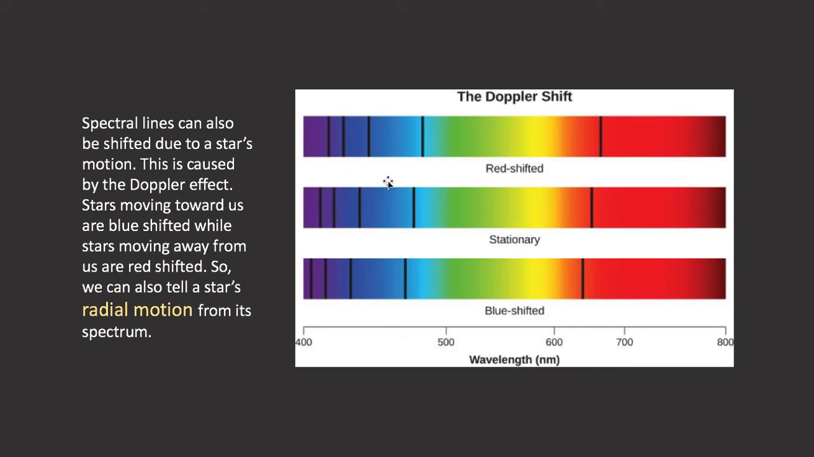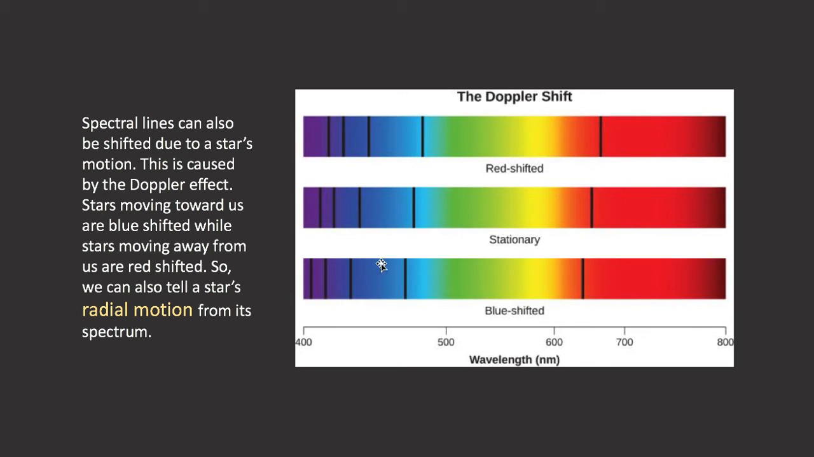And if the lines are moved towards the red end of the spectrum, we call that a redshift. So here's the stationary star. Here is one that's redshifted. And what that tells us is the star is moving away from us. On the other hand, if the lines are moved towards the blue end of the spectrum or the purple end of the spectrum, then we have a blue shift, and that star must be moving towards us.